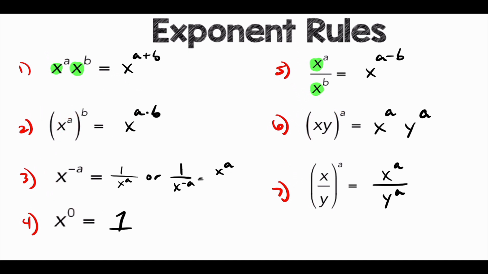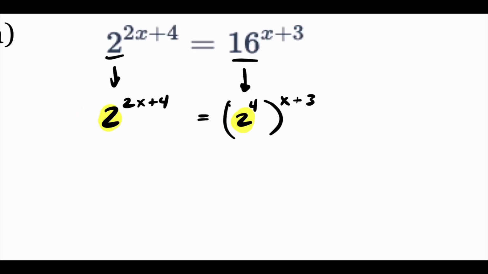For parentheses, if there's more than one thing inside, you distribute the power. If there's only one thing, you multiply the powers. So I need to distribute the 4, because the 4 is on the outside, to these guys. The first one stays the same. The second one becomes 4x plus 12.